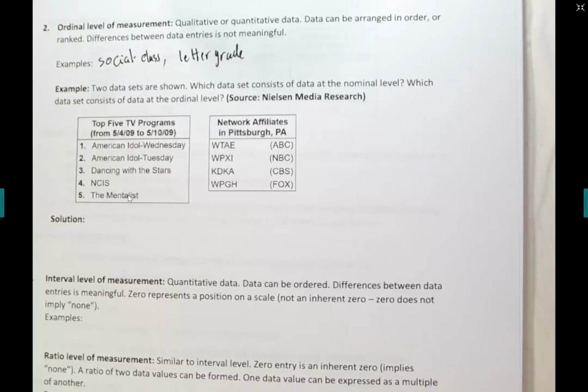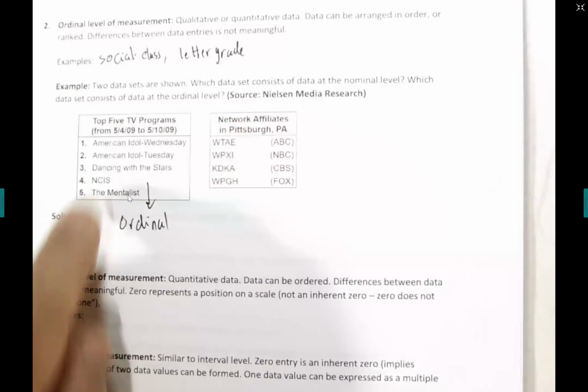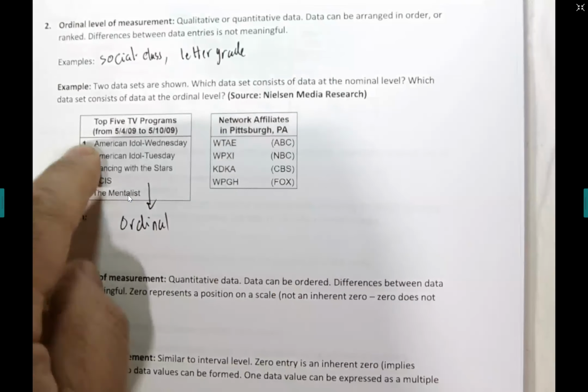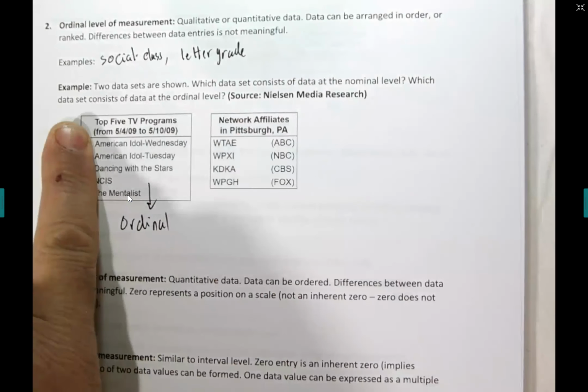What do you guys think of this example? Would that be ordinal level? Does everyone agree? Why ordinal? Because he placed the ranking here. If there was no ranking, then I wouldn't be able to say that; I would say it's just nominal.